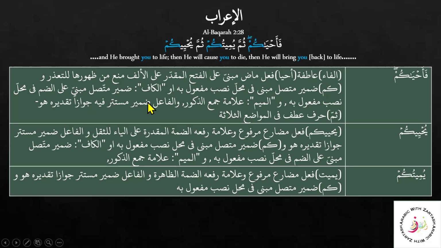Or you can just separate the kaf and mim. Kaf here is damir muttasil mabni 'ala al-fath. Because it is mabni, we will not say fatha, we'll say al-fath: mabni 'ala al-fath fi mahalli nasb maf'ul bihi. Mim here is 'alamat jam' dhukur, which means it is showing the antum version. Dhukur means this is the mudhakkar form.